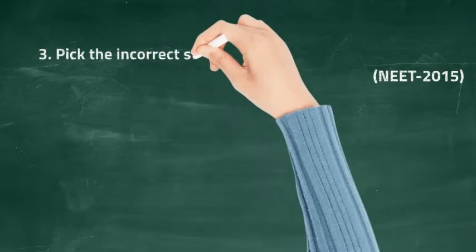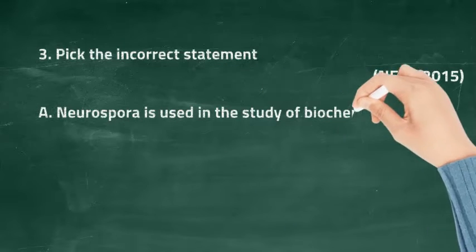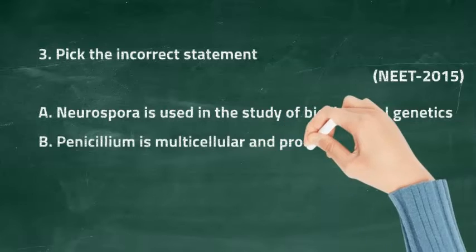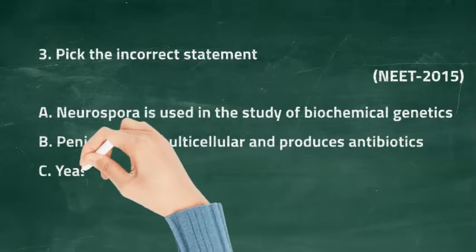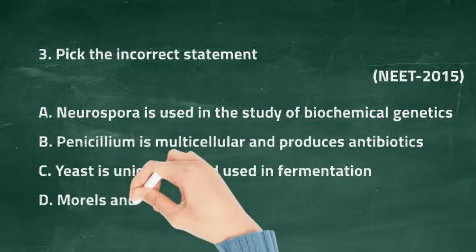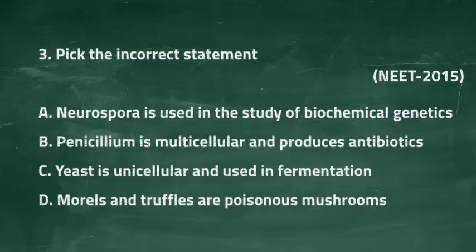Question third. Pick the incorrect statement. Option A is Neurospora is used in the study of biochemical genetics. Option B, Penicillium is multicellular and produces antibiotics. Option C, yeast is unicellular and used in fermentation. And option D, morels and truffles are poisonous mushrooms. So the right answer to this question is option D, that is morels and truffles are poisonous mushrooms.